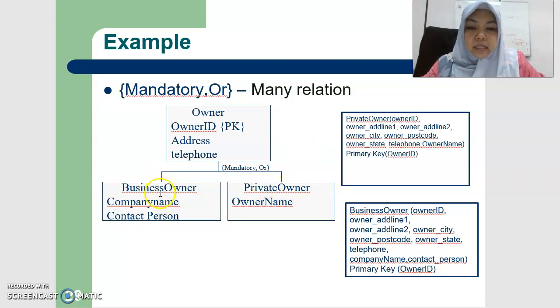So the first subclass is private owner. So you combine it with owner. So you have here private owner, owner ID, owner address, telephone, and then owner name. Primary key, owner ID. The primary key is always from the parent. And then the next one is business owner, the second subclass. So here we have also owner ID, owner address and telephone from the parent, and then company name and contact person from the subclass. And then the primary key is owner ID. Okay, so this is for the third case.